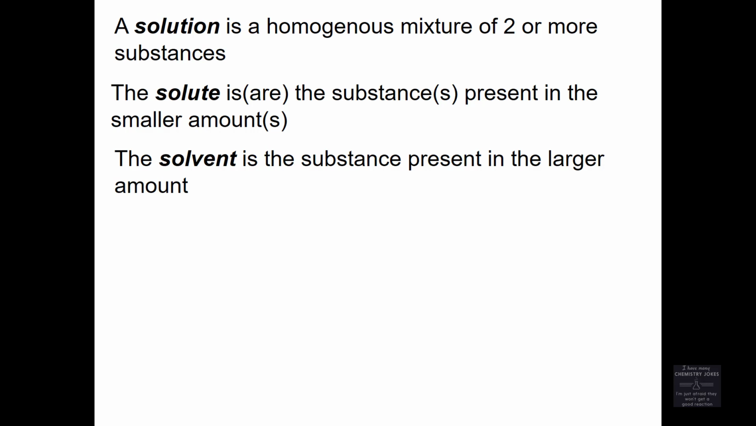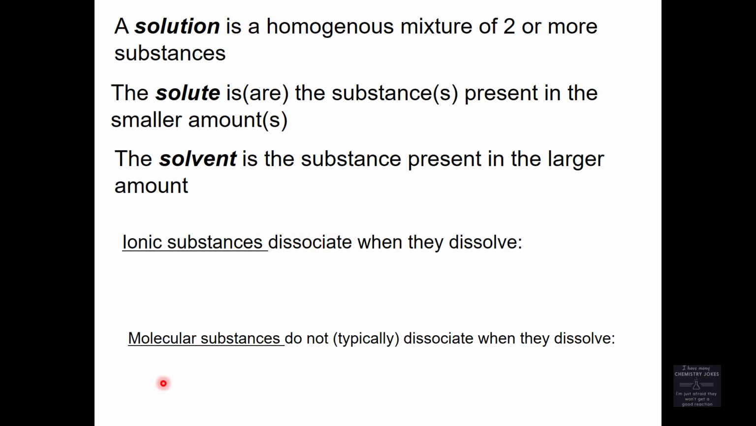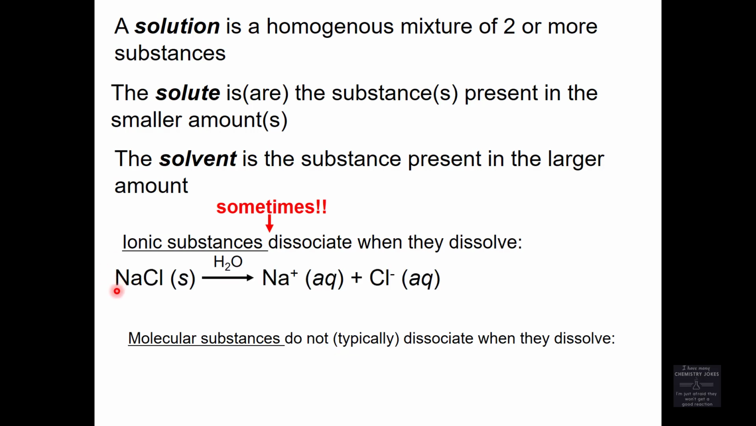So back when we started naming compounds, we first identified whether we had an ionic compound or a molecular compound. Ionic compounds were metals and nonmetals. In a solution, ionic substances typically dissolve in water. Typically they dissociate when they dissolve in water. Dissociate means break apart. A molecule typically does not dissociate when it dissolves in water.